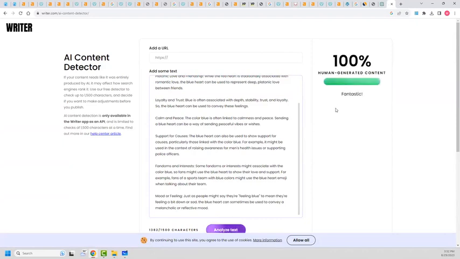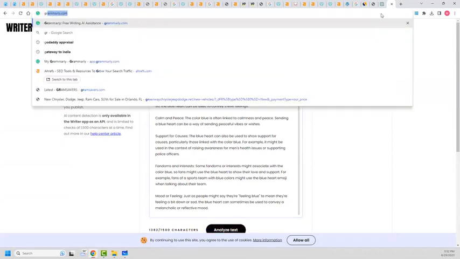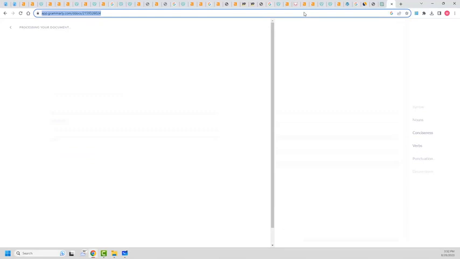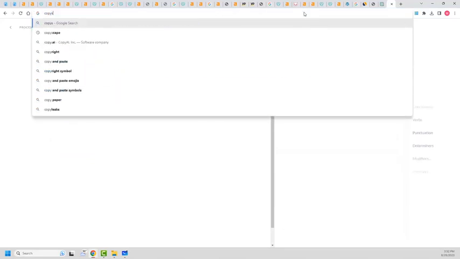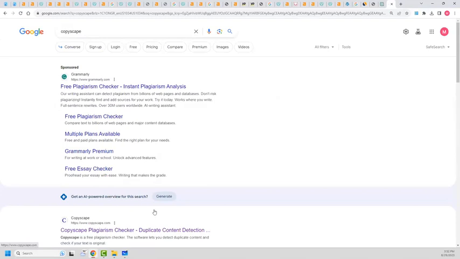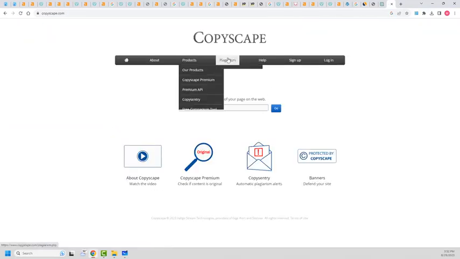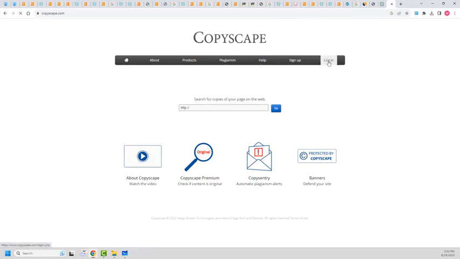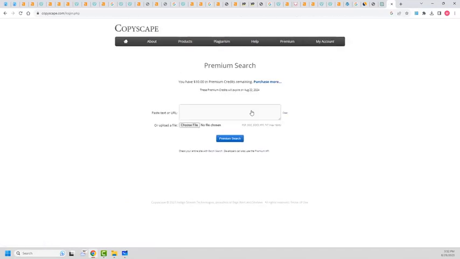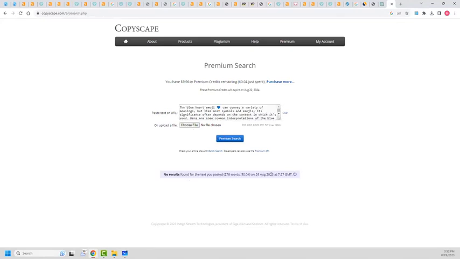See if it's human text. Good. Run it through plagiarism. Is it going to be slow? I'll try Copyscape. And then log in. So no results for that.